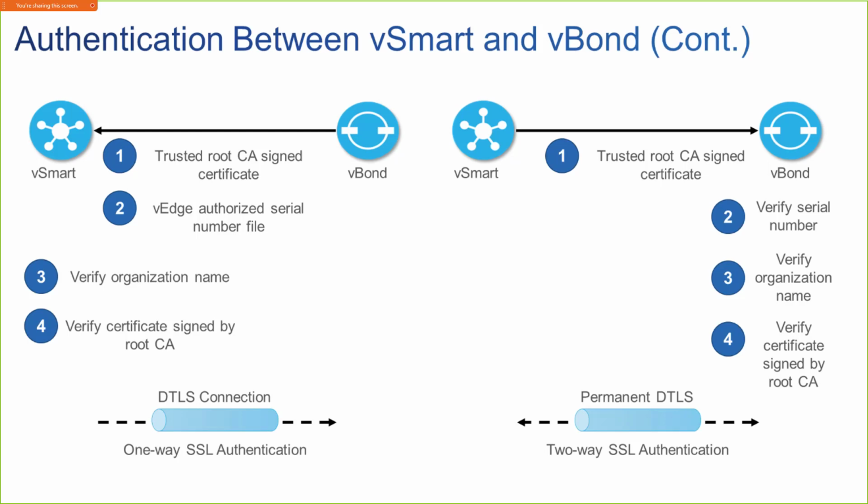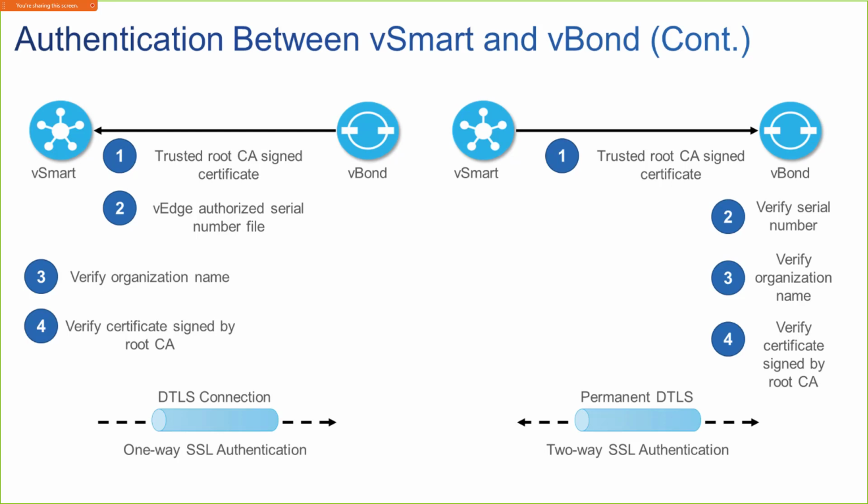Both the vEdge authorized serial number files and the file listing that you created listing all the vSmart serial numbers get uploaded. But where do you think they get uploaded to? What's the one device in this entire architecture that is supposed to facilitate this registration process? Do you remember? The vBond orchestrator, right? So that's where we're loading that information to each of the vBond orchestrators.